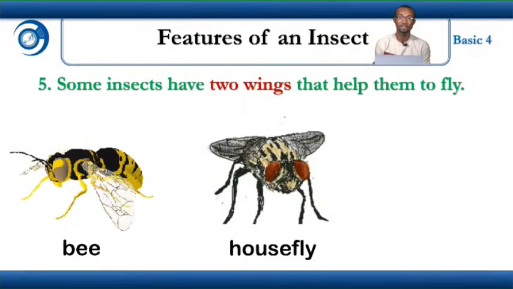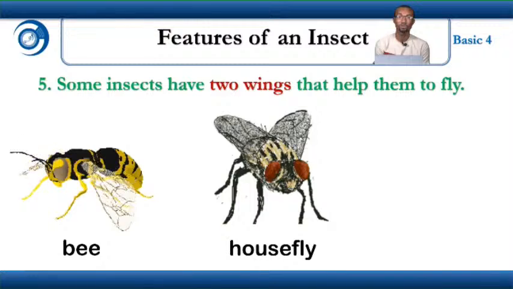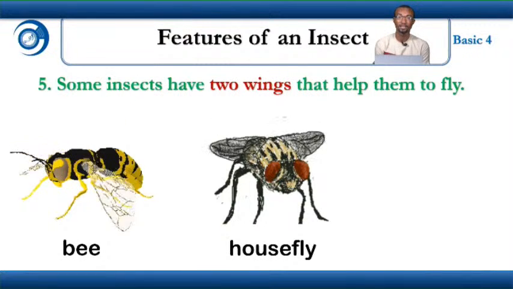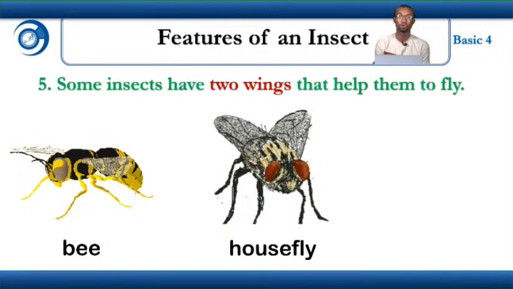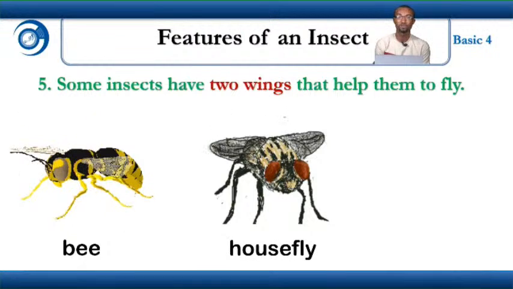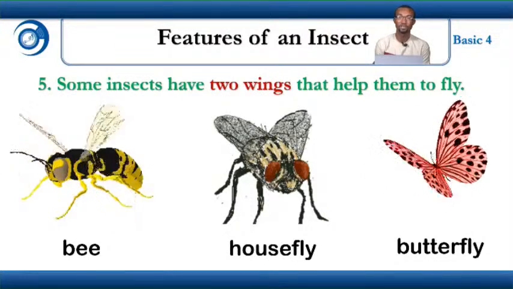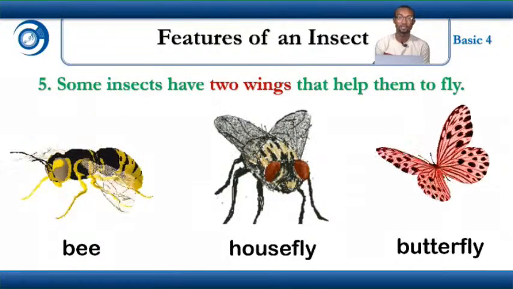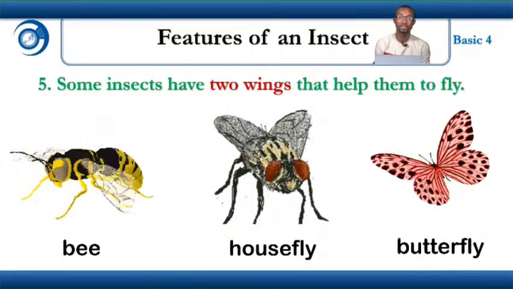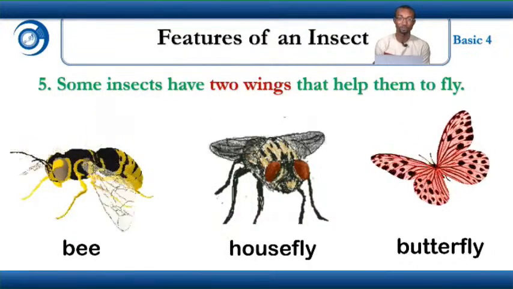If you look at this housefly too, it's also having 2 wings that help the housefly to fly from one place to another. If you look at the butterfly too, opening its wings very beautifully, those 2 wings also help the butterfly to fly from one place to another. So some insects have 2 wings that help them to fly.